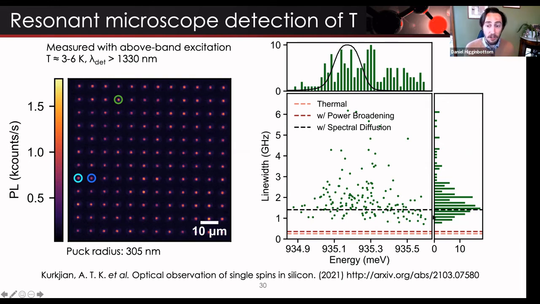What we actually measure is closer to 1 gigahertz, which is the black line that's shown here. It's about 1.4 gigahertz. That actually corresponds very precisely to the spectral diffusion that we measured in combination with the thermal and power broadening mechanisms. The narrowest one that we measure has a line width of 660 megahertz, which is actually pretty promising. That means that for some of these centers, spectral diffusion is 400 megahertz or lower.